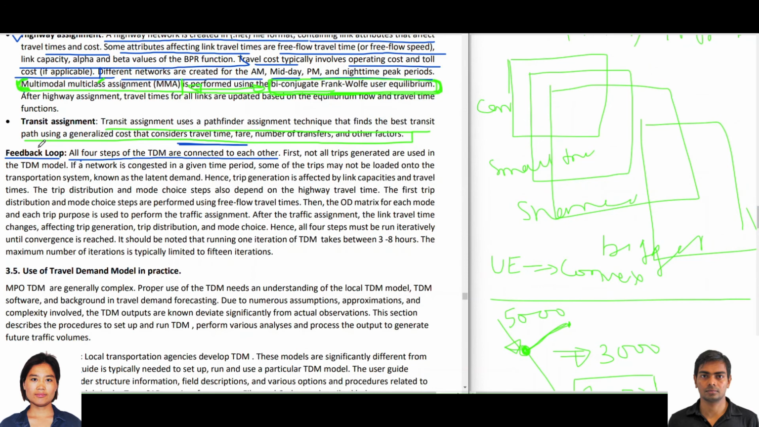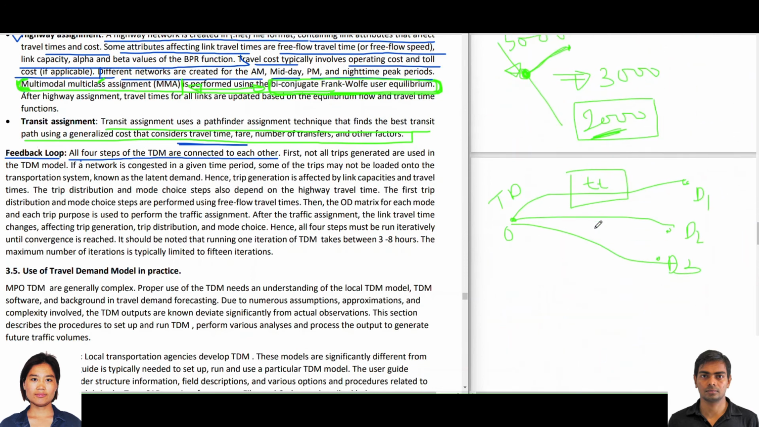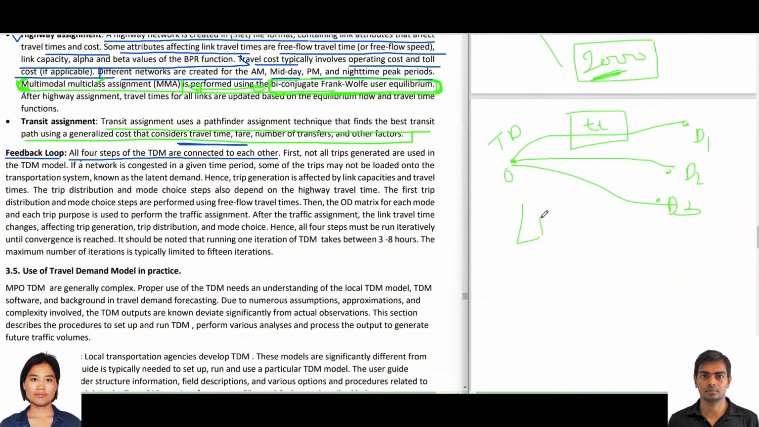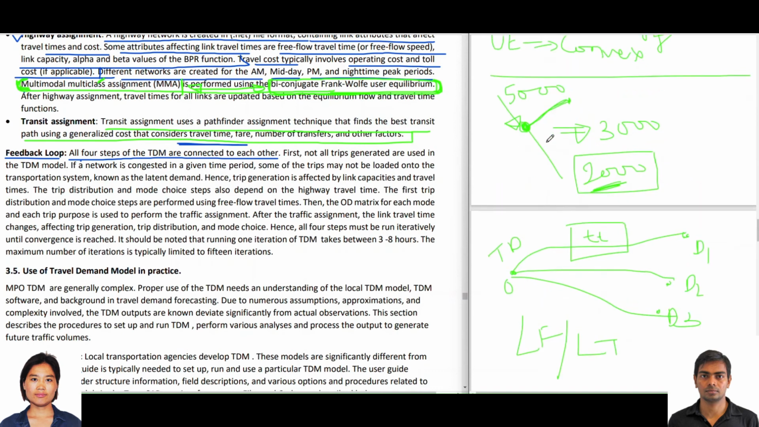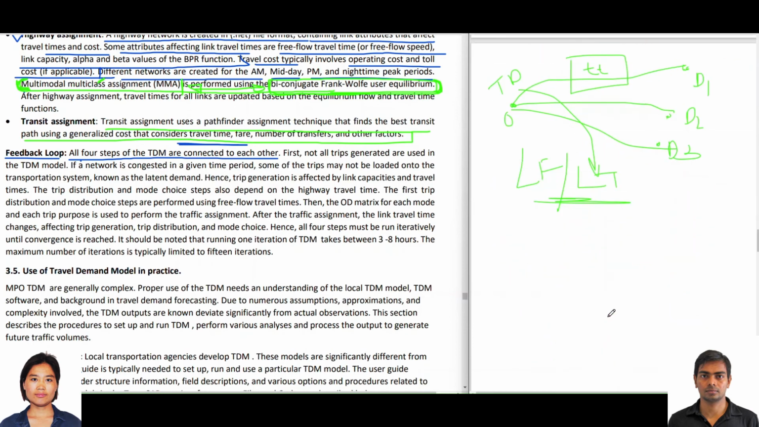In the traffic assignment stage, the output is link flow and link travel time. Now trip generation itself depends on the link flow and link travel time. Trip distribution depends on the link travel time. Mode choice is also dependent on the link travel time.